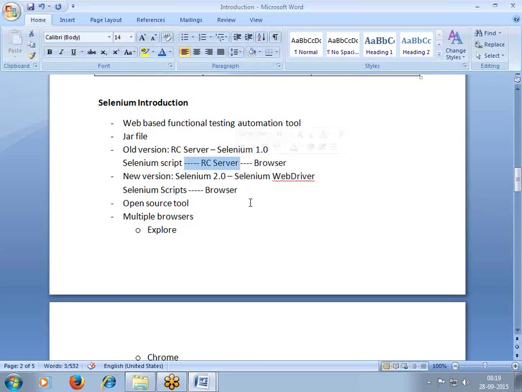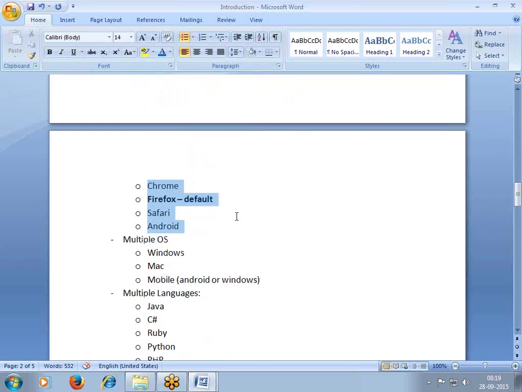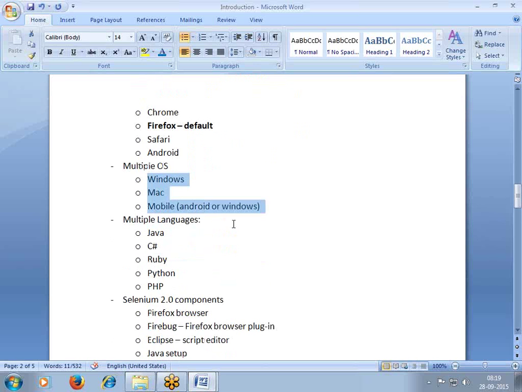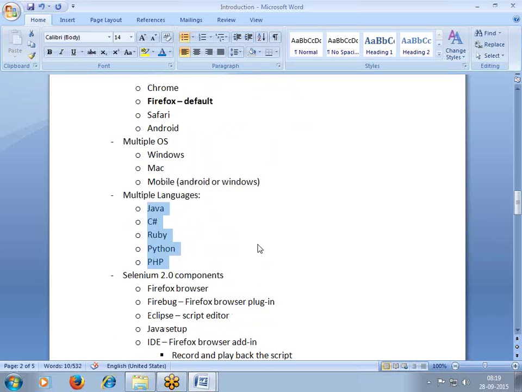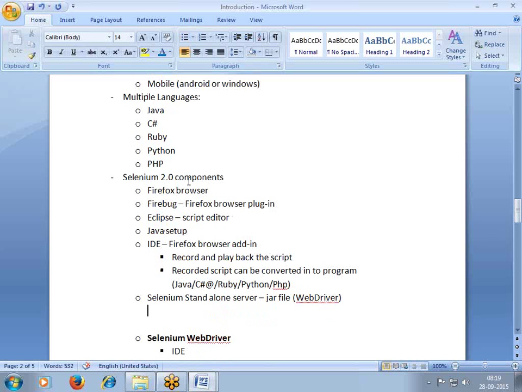Selenium is an open source tool, and it supports multiple browsers. These are the browsers it supports, and it supports multiple operating systems and multiple languages. These are all the components that you will be using in Selenium 2. By default, Selenium 2 will support the Firefox browser. So the Firefox browser is required to automate any web-based application using Selenium 2. We should have the Firefox browser in our system.